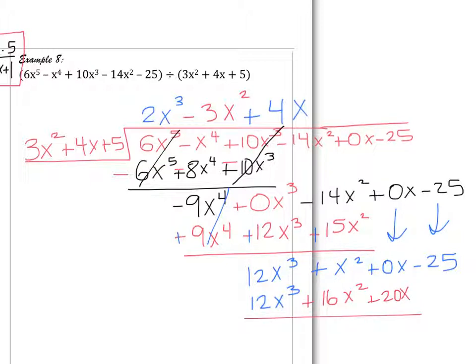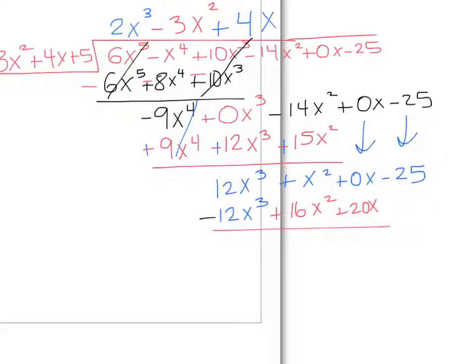Draw a line and change the signs. So if you want, just write it on top so you don't get confused. So this should cancel out. 1 minus 16 is a negative 15x to the power 2. 0 minus 20, so that's a negative 20x minus 25.